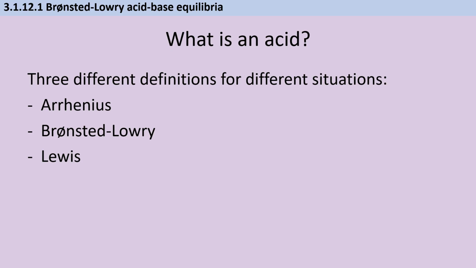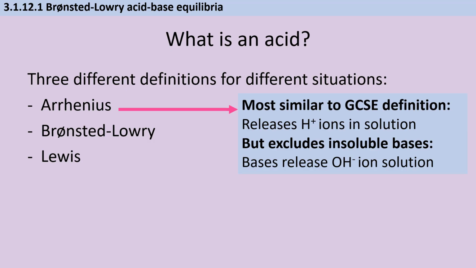The Arrhenius definition of an acid is most similar to the GCSE one, and it's where we say that acids are substances that dissolve in water to release hydrogen ions. But the Arrhenius definition of a base is substances that release hydroxide ions in solution, and we'd recognise that as a definition for alkalis because it excludes insoluble bases like metal oxides and metal carbonates.